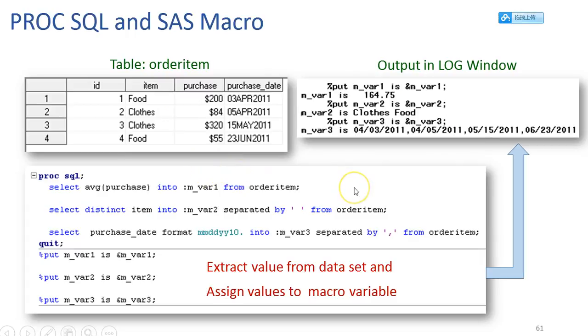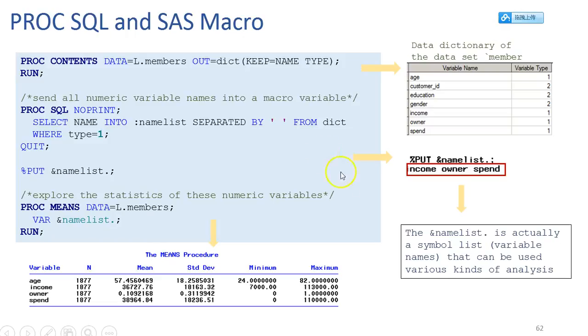Now let's check another example. This is a very useful SAS code. The purpose of this code is to calculate all of the numerical variables' average values, no matter how many variables are included in the dataset.